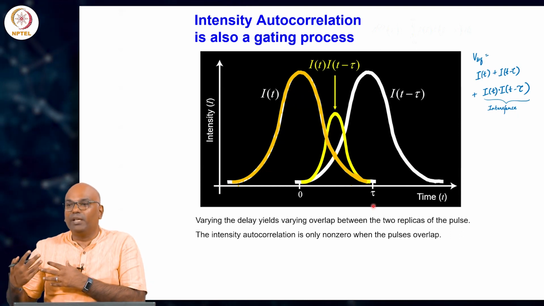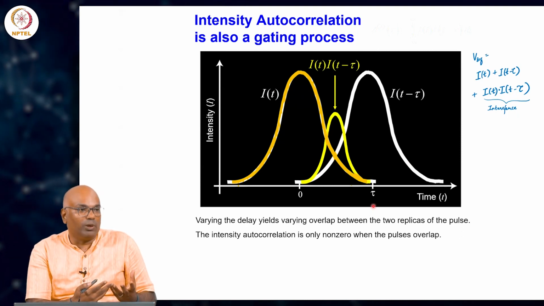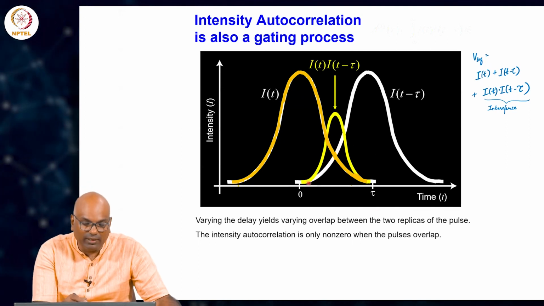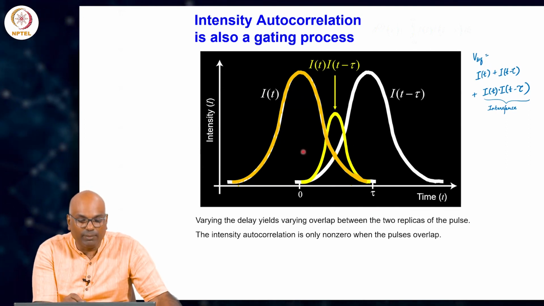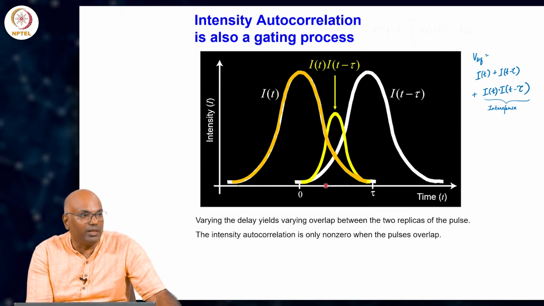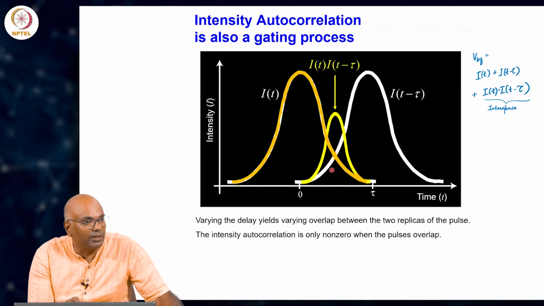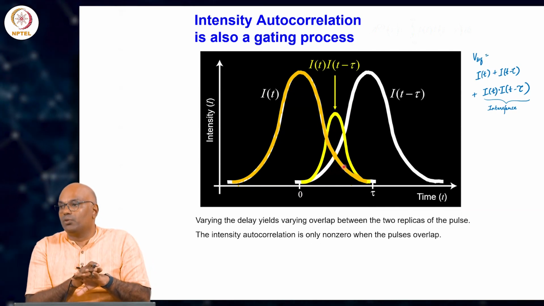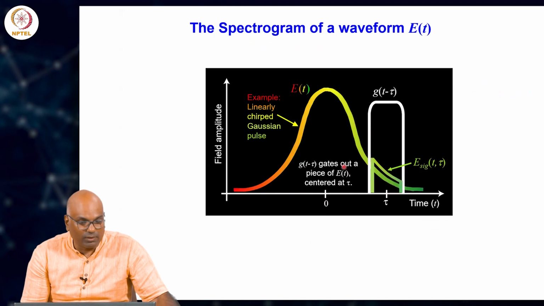I retrieved a width based on some assumed knowledge. I have to do better if I want much better, detailed knowledge. In that sense, autocorrelation, we must realize, is a gating process. It gates two pieces of a signal depending upon how much overlap there is in time of these two copies of the pulse, right.